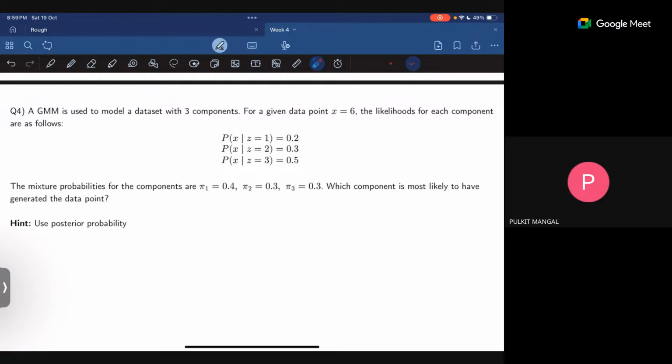Okay, so what you have to check is, given the data point x equal to 6, what is the probability that it belongs to cluster 1, or component 1, or mixture 1, whatever you want to say? Again, given x equal to 6, what is the probability that it is coming from cluster 2? And same, given x equal to 6, what is the probability that it comes from component 3? Calculate all these three probabilities.